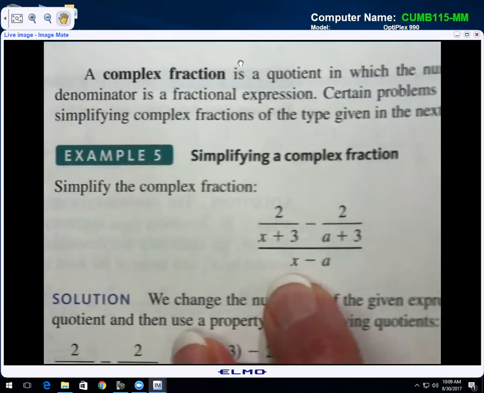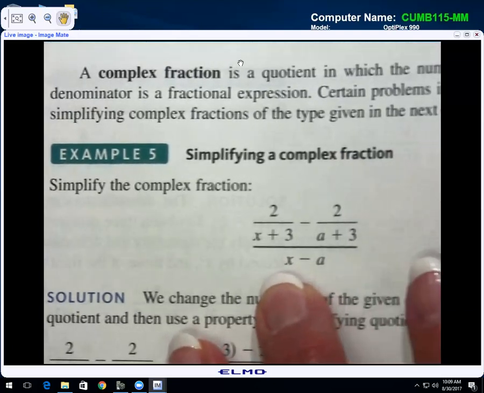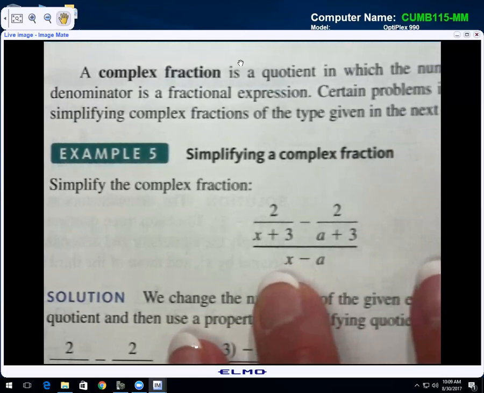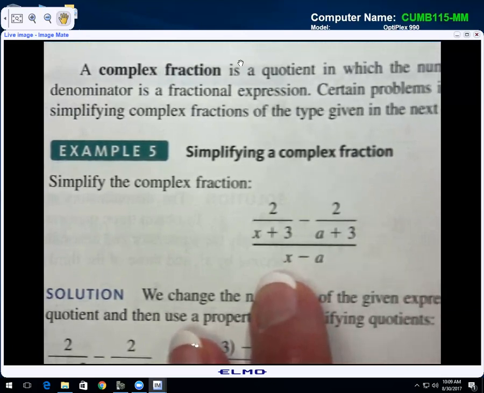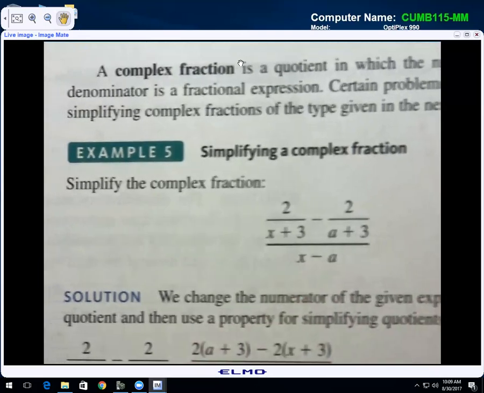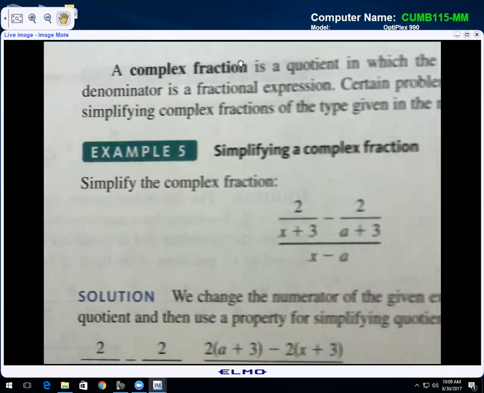What does complex fraction mean? How do you look at something and go, oh, that's a complex fraction? It's a fraction within a fraction. And no self-respecting math person is going to leave that ugly sucker as the answer. You don't leave a complex fraction as an answer. So there are 2 ways we simplify a complex fraction. I'm going to show you the way that I like.